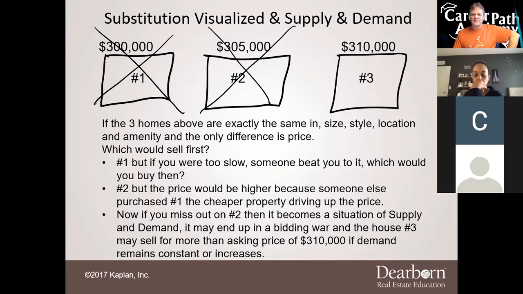What does that do to the value? It pushes the value up. Well, because there's only one house left, and obviously people are jumping all over those properties and there's still a demand for it. So the value of that property will go up. It'll probably sell for more than 310. That's a perfect example and a segue to supply and demand too.